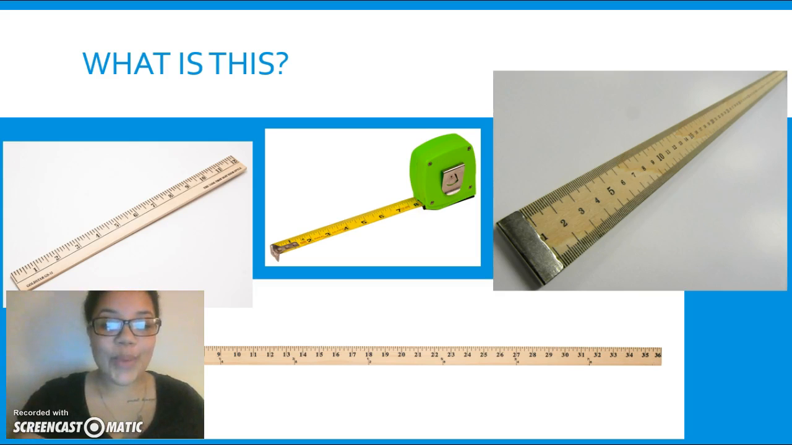For those of you who knew what they were, great job. For those of you who did not, it's okay. I will be teaching you what they are. First, we have a ruler. Next, a yardstick. We also have a meter stick and measuring tape.